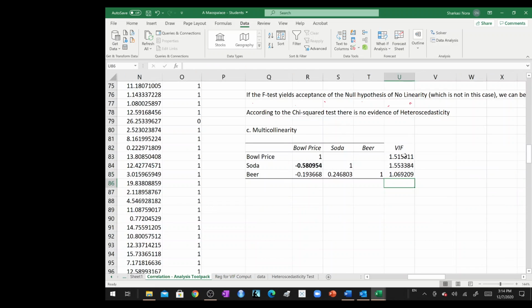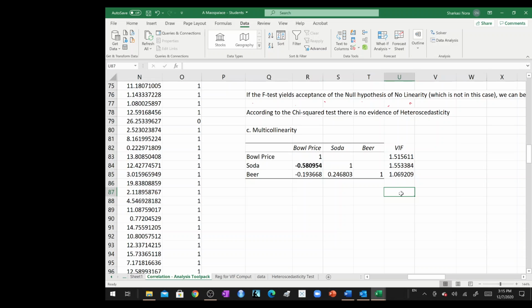So over here, these are the VIF values. As you can see, the VIF values are below 5. When the VIF values are below 5, then we can say that there is no evidence of multicollinearity. When the values range between 5 and 10, then we have a strong reason to doubt the presence of multicollinearity. So this is how we interpret.